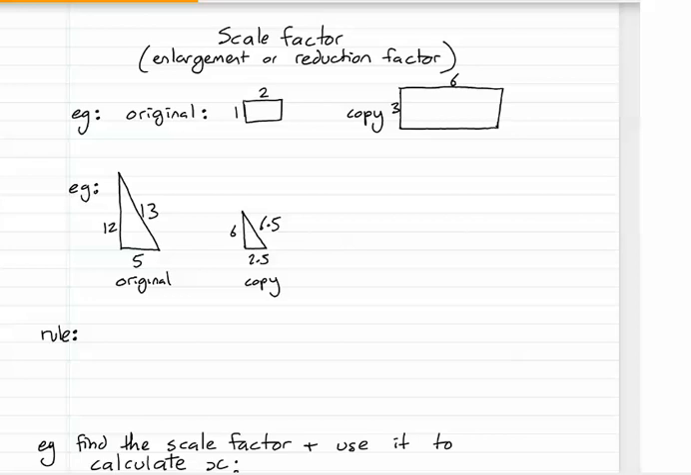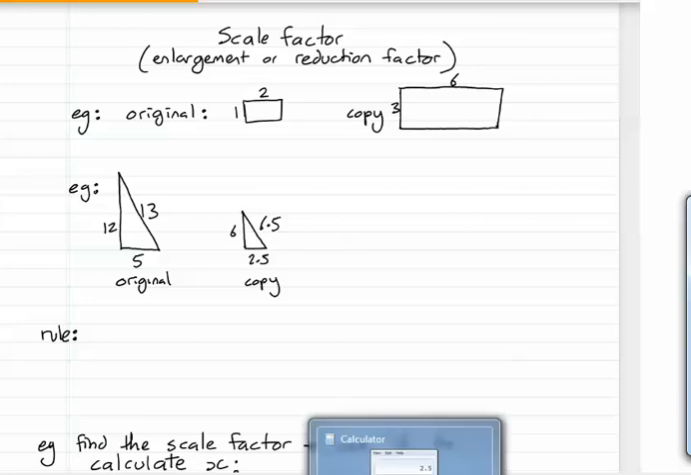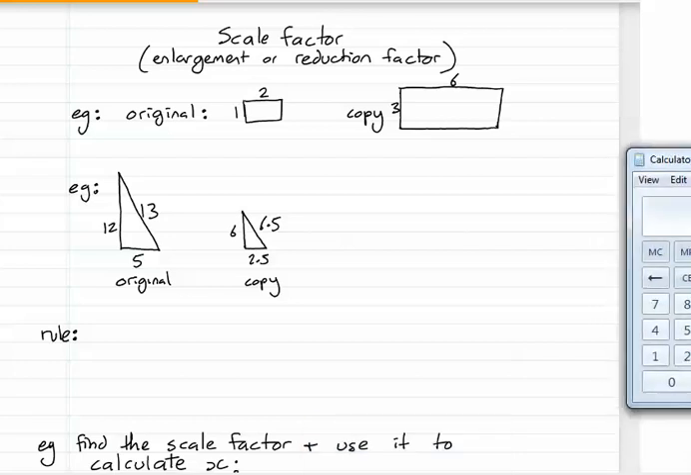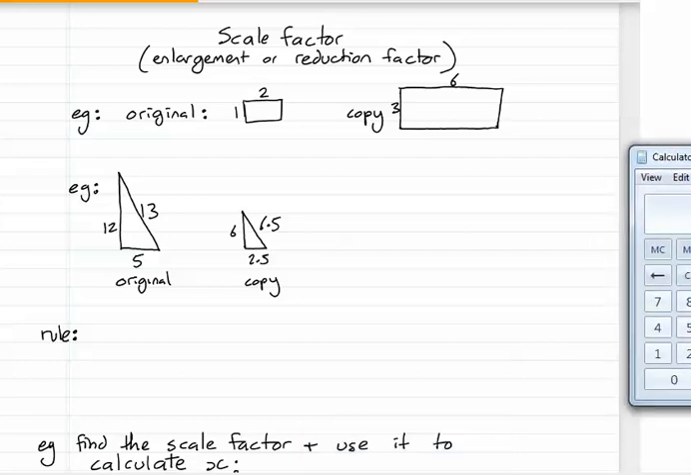Scale factor. Other names for the scale factor are enlargement or reduction factor. The scale factor is the number that we multiplied sides on the original by to get the value of sides on the copy.